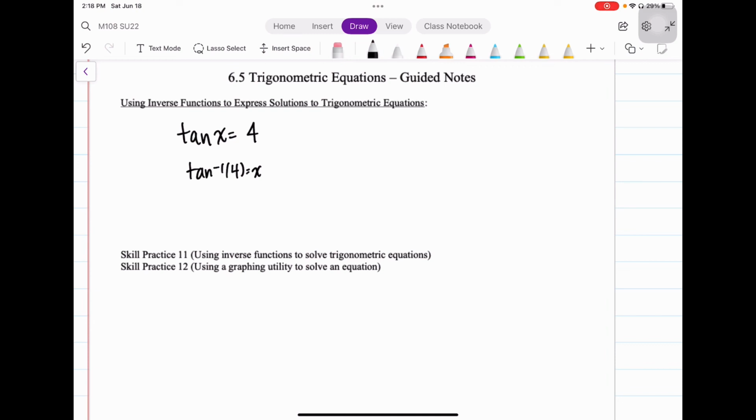And that's it for this section. Definitely check out all of the skills practice to see the types of questions you might encounter and how to solve them.